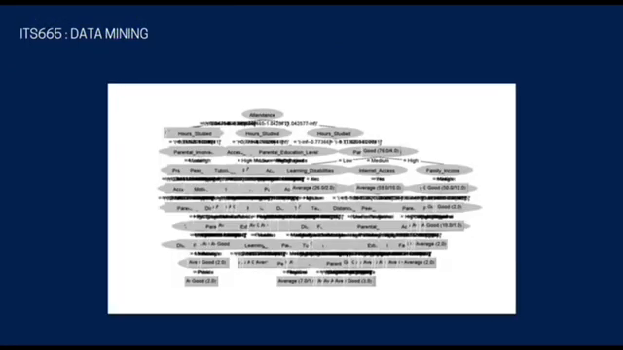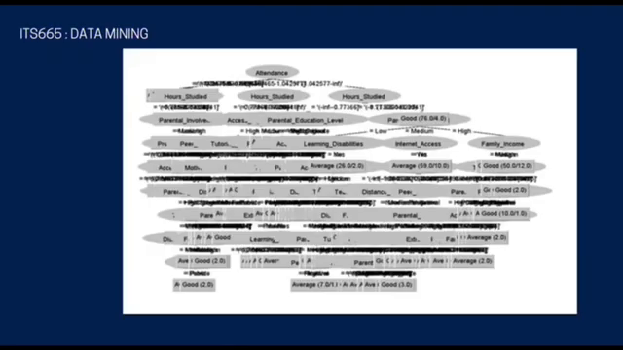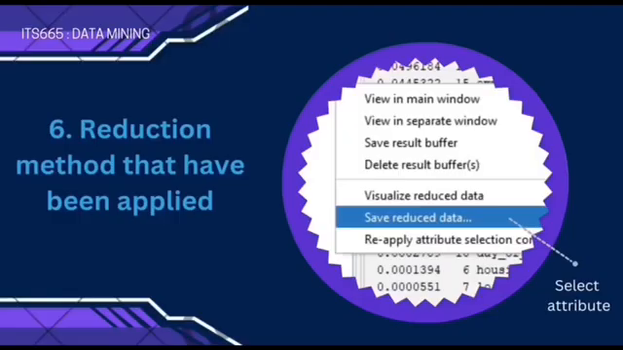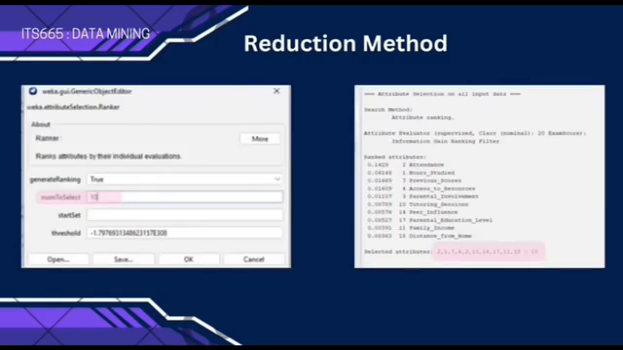So, this is the tree visualizer. Next, for percentage split, the 70-30 is the best result based on our data. And this is the visualized tree. Next, the reduction method that has been applied. For the reduction method, we select InfoGainAttributeEval and the Ranker method. So, these are the 10 selected attributes from our data.